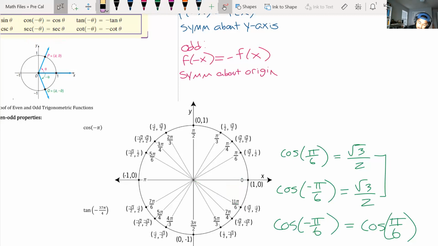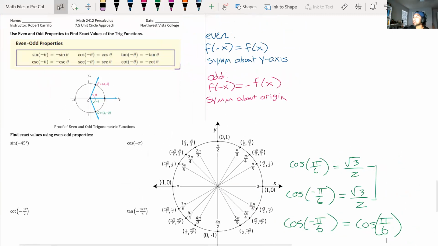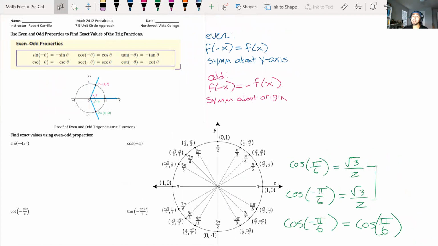Okay. And guess what? The remaining 4 trig functions are all odd. Sine of negative theta is negative sine theta. Cosecant of negative theta is negative cosecant theta. Tangent of negative theta, negative tangent, and cotangent negative theta, negative cotangent. So if you want to remember who's even and odd, just remember that cosine and secant are even and the rest are odd. That's probably the best way to remember it.